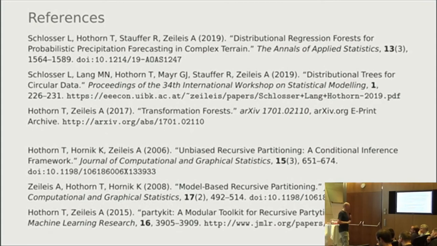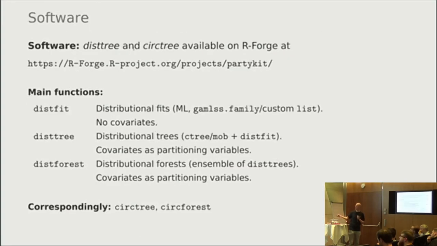Some of the number crunching is done at C level, but compared to ranger, we're so slow because we need all these statistical model fits. I didn't mention this explicitly, but into disttree and distforest, you can plug in all of the families that GAMLSS provides. So you have some hundred-something distributional families you can fit with this, and not all of these are implemented in a very efficient way. So for the distributions we're fitting, we then provided families that are faster, or provided dedicated maximum likelihood fitters, which can speed things up.